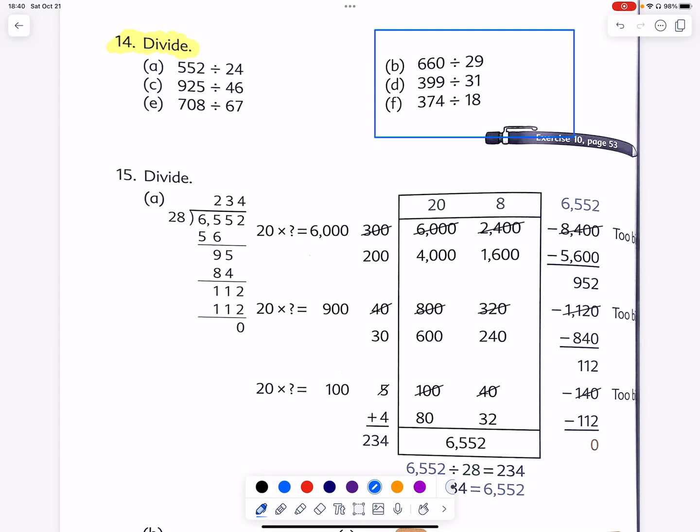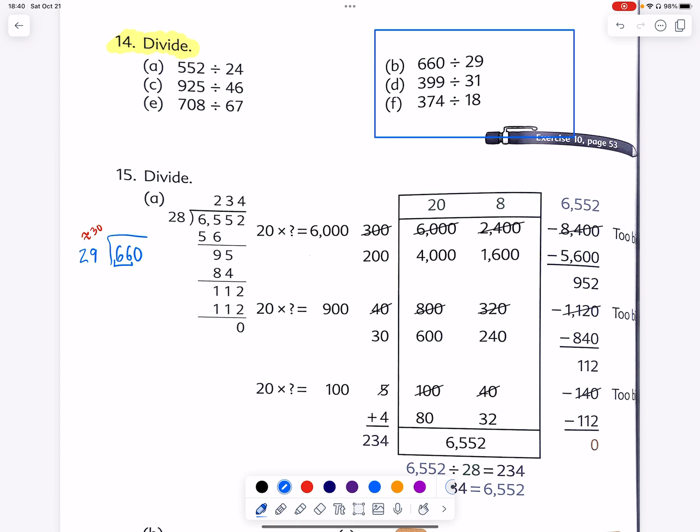So let's go. 660 divided by 29. I'm going to do it the long division way. Let me make some space right here. 660 divided by 29. Well, it's always a good idea to think of 29 as 30 to do your first estimation, but this example is quite easy.